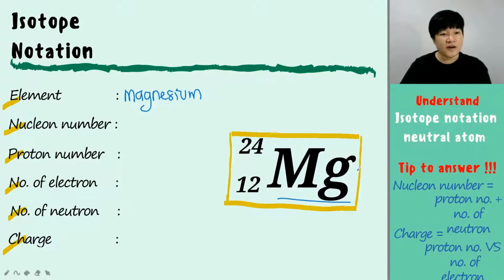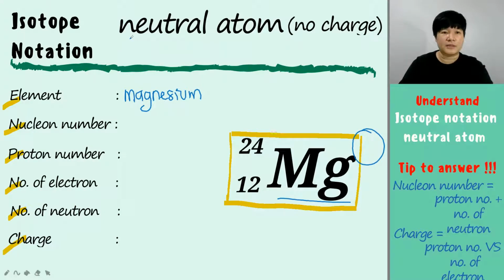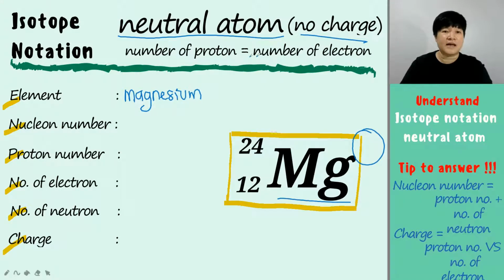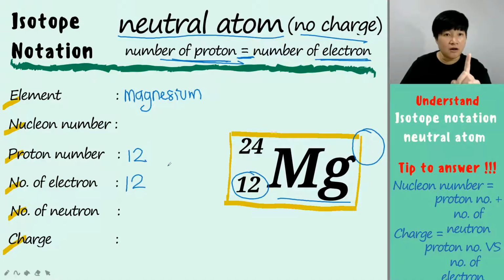Next, we need to identify whether it's a neutral atom, cation, or anion. This is also obvious because from the isotope notation, there is no charge, nothing over there. Therefore, automatically, your magnesium right now is a neutral atom with no charge. In other words, the proton number will be equal to the number of electrons. And the proton number over here is 12. So put in the proton number 12. Your number of electrons must also be 12 because it's a neutral atom. There is no charge. Therefore, the charge is 0.